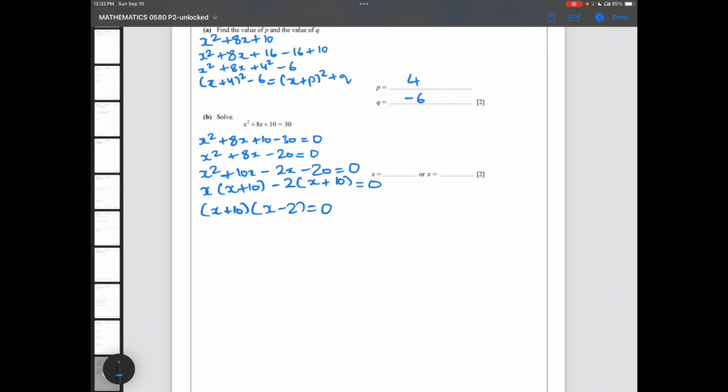Now I've got two values for x. x plus 10 is equal to 0, or x minus 2 is equal to 0. x is equal to minus 10, x is equal to 2. These are the two values for x, minus 10 and 2.